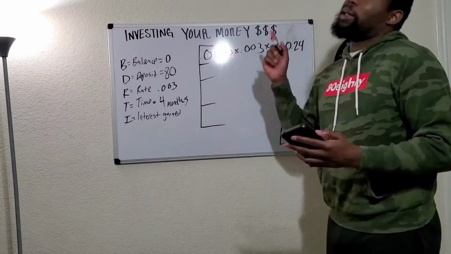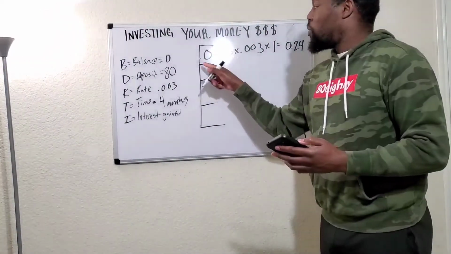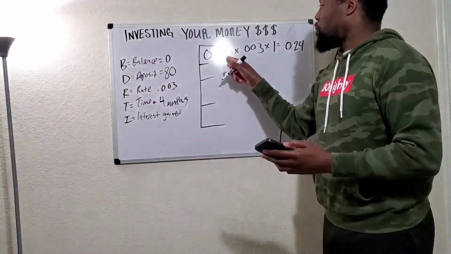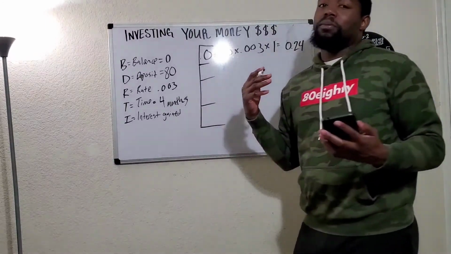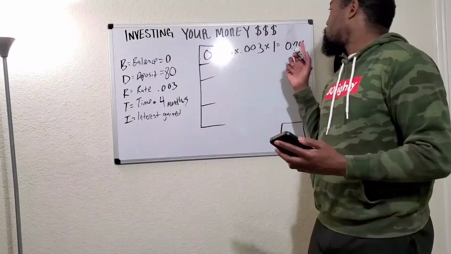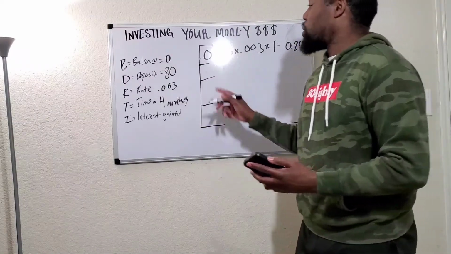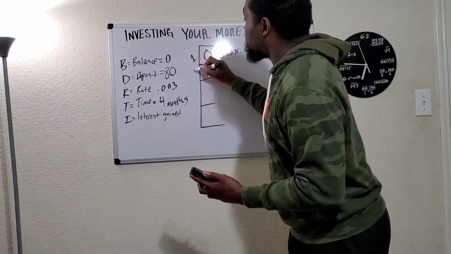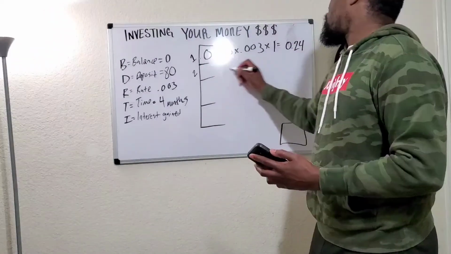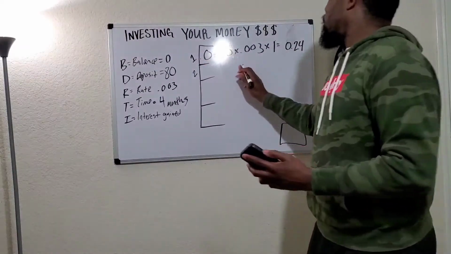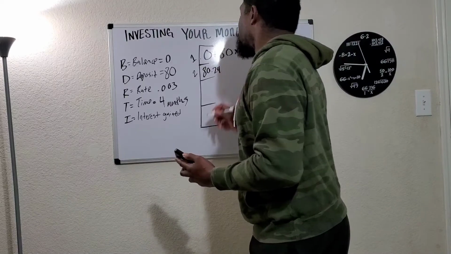But at the end, what would your balance be at the end of 1 month? It would be your original deposit, $80, plus your 24 cents. So now my balance is $80.24. Okay? Now remember, I said I put a 0 there for a reason. So that's after 1 month. So let's go to our second month. Okay? Our balance no longer is 0. Our balance is $80. I didn't actually add it up already, but we know that it's $80.24.